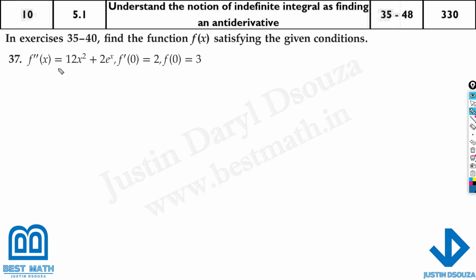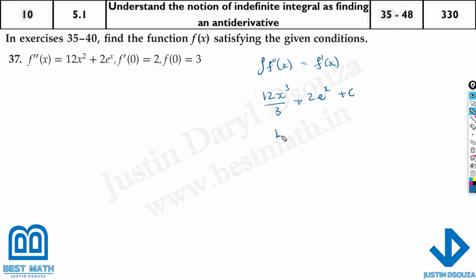First thing, integrate f double derivative of x. That should give you f dash of x or f prime of x. So let me integrate it. Directly I'll write over here because it's electronic. You do not need any steps. It'll be 12x to the power 3 by 3 plus 2e to the power x itself plus c.